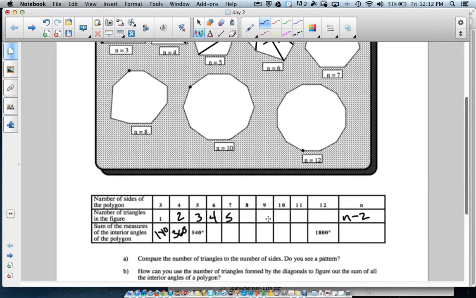Now, how do we get the sum down here? Each triangle is 180 degrees. So 2 triangles is 360. 3 triangles is 540. 4 triangles would be 720. And 5 triangles would be 900. So what this comes out to is n minus 2 times 180. That is how we find the sum of the interior angles of a polygon.